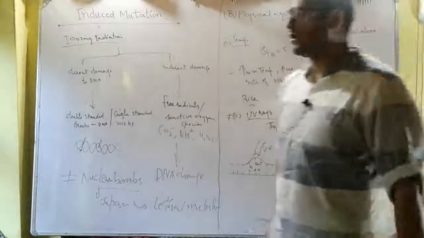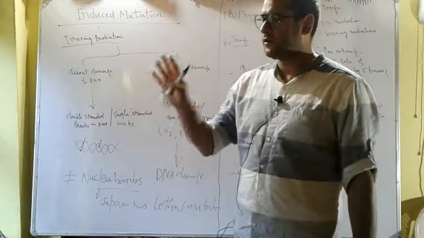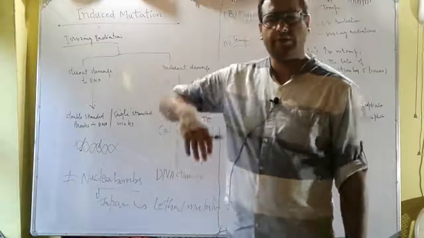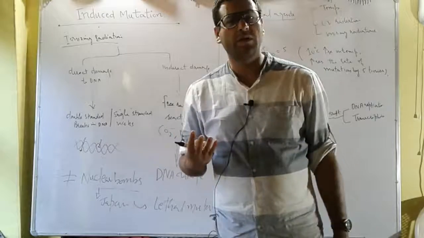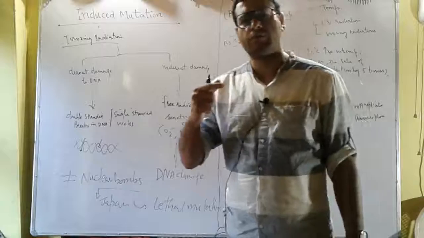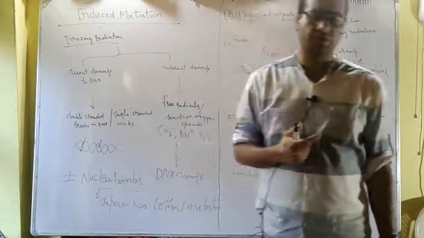In the next lecture, we have discussed biological agents, we have discussed physical agents. In the next lecture, we will discuss the chemical agents. What are the chemical agents which are responsible for acting as the mutagens for causing the mutation?